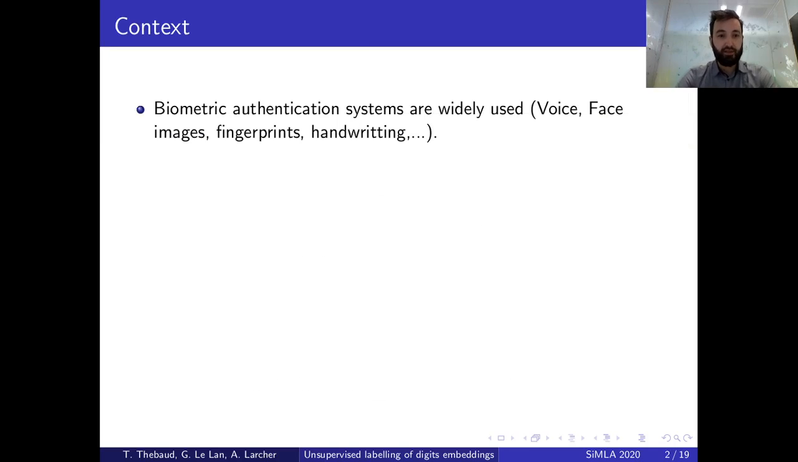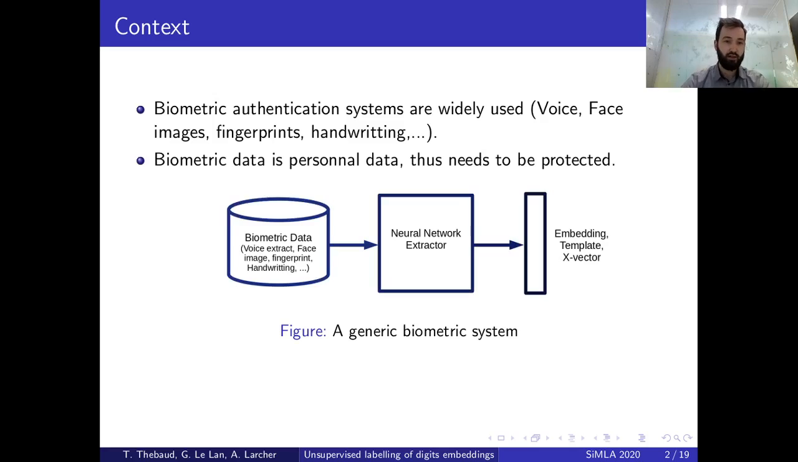First, a bit of context. Biometric authentication systems are widely used. You certainly have examples of voice, face image analysis or fingerprint analysis in your smartphones. And here we are going to talk about handwriting analysis, specifically on digits. But generally, biometric authentication systems use biometric data, and this is personal data and does need to be protected.